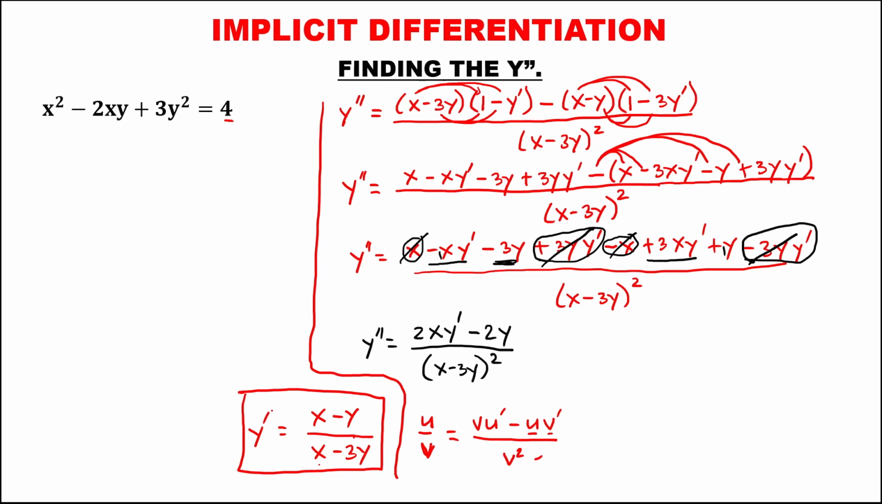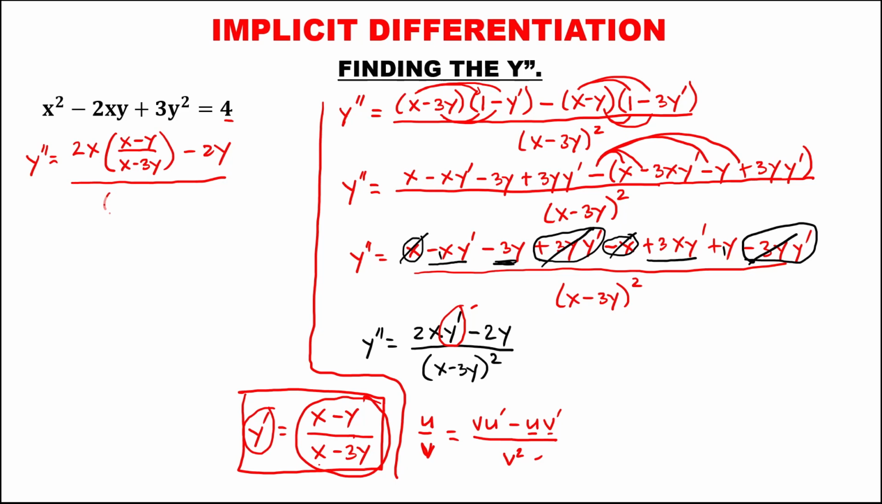Then this time, we need to substitute now the value of y prime using this equation. So we have now y double prime equals 2 times x times y prime, and y prime is equal to x minus y, then over x minus 3y, then minus 2y, then all over x minus 3y quantity to the power 2.